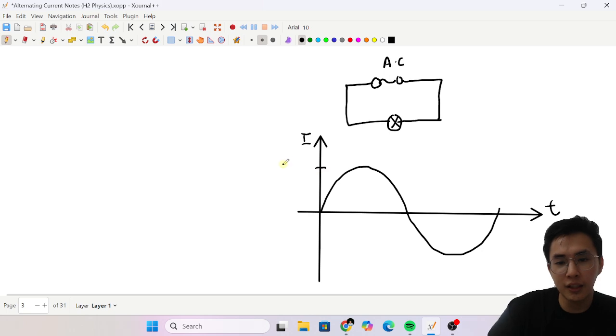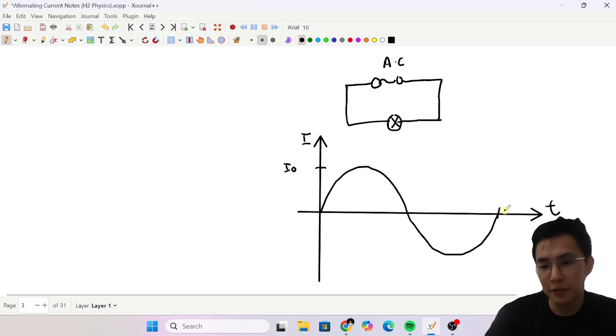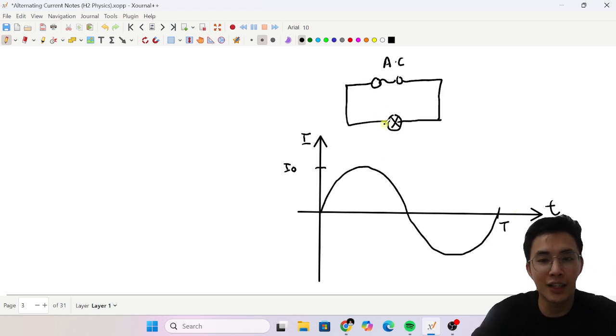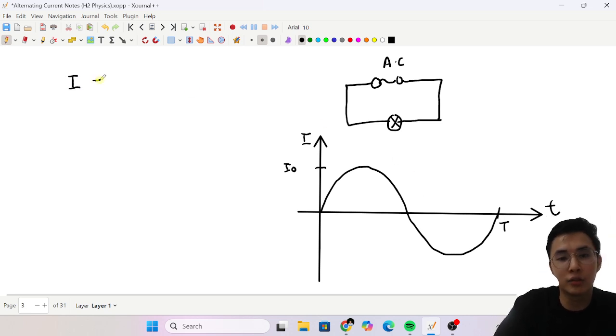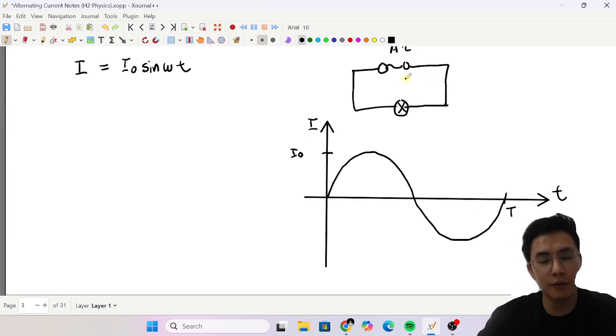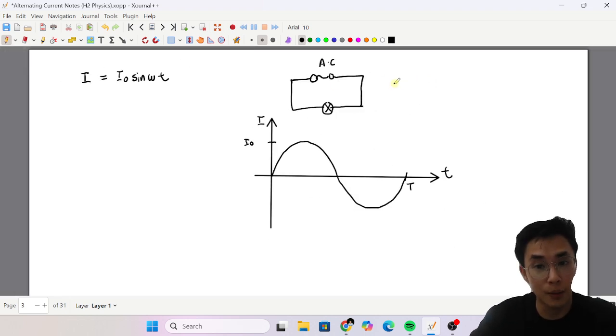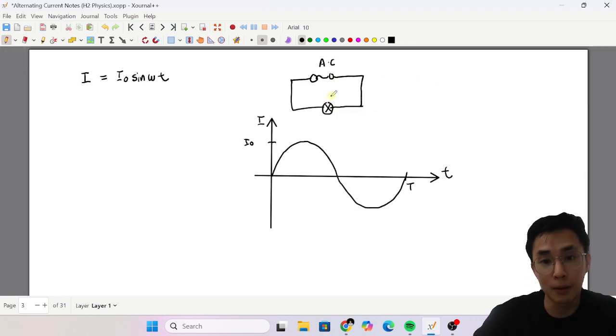Then this is I naught, and this is 1 period T. So here, what is the expression for the current going through the light bulb? I hope you agree with me, it's just a classic sine graph. So you can say the following: I equals I naught sine omega t. And what if I want to go and find the expression for the power through the light bulb over time?